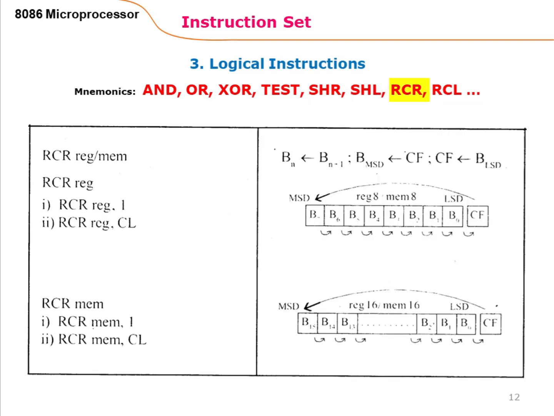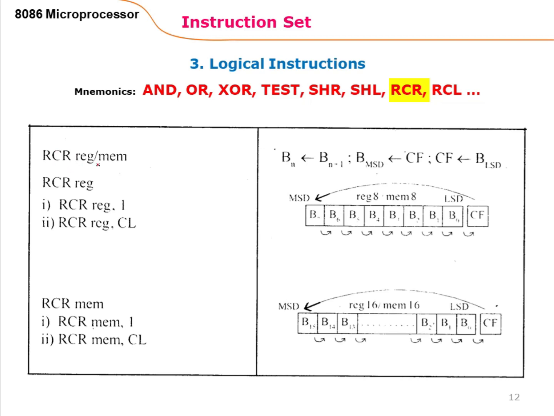Next is RCR, rotate through carry right, and RCL, rotate through carry left. So what is the difference between shift and rotate? In shift, the one bit goes to the carry flag, okay, and the carry flag value is updated.